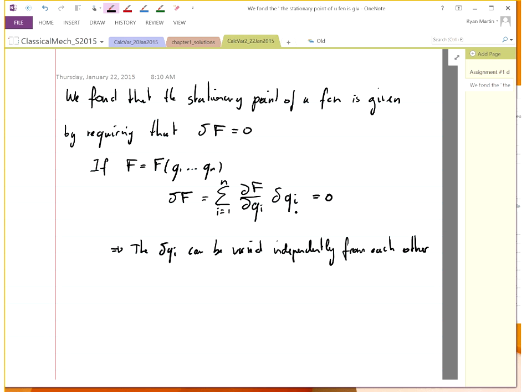So that's what I mean when I say the delta qi can be varied independently from each other. That means that in this sum, the delta qi are independent. So in this sum, each term must be 0. And so for each term to be 0, we find that di f by di qi equals 0. And that's the condition for a stationary point. And of course, that's the result that you would expect from calculus.